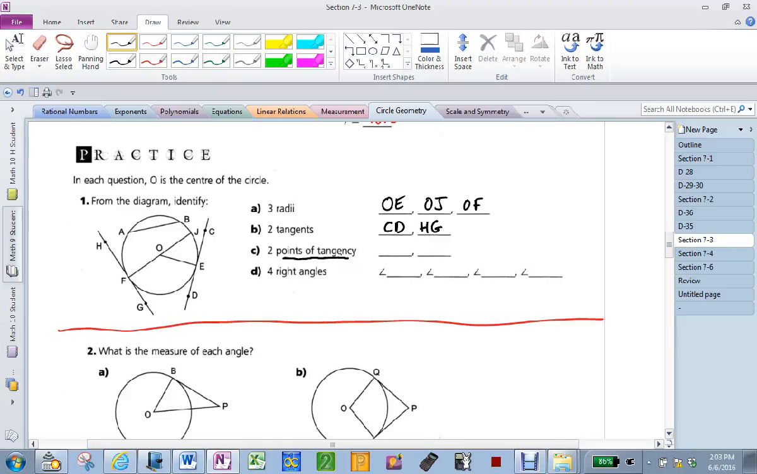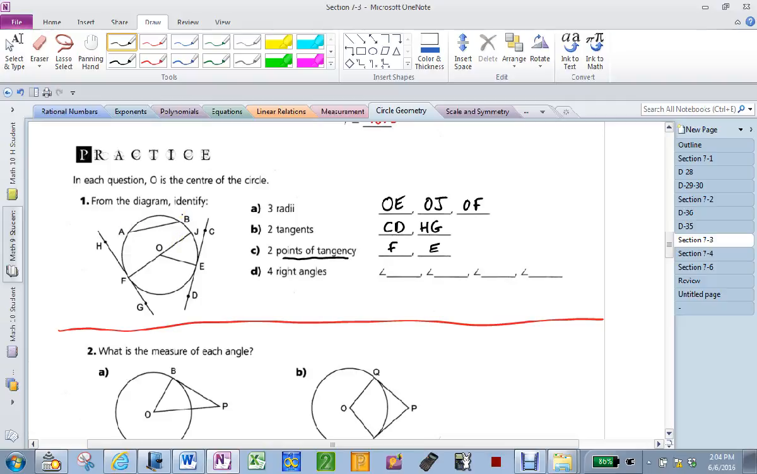Now, if a tangent touches a circle once, then the point of tangency must be the point that it hits. What are those 2 points? F? E. Omar, no line hits A. F and E. And finally, 4 right angles. Remember, order doesn't matter as long as you have the right letter in the middle. Give me one of them. OAB?